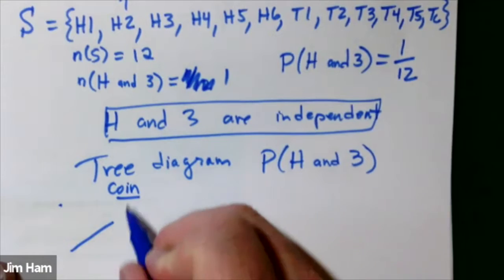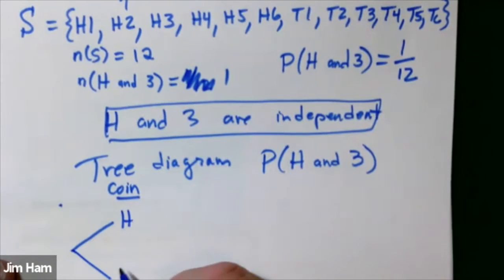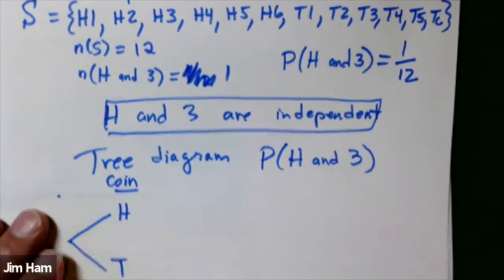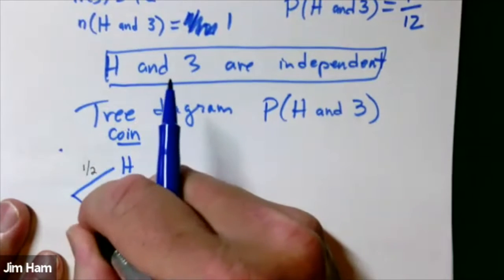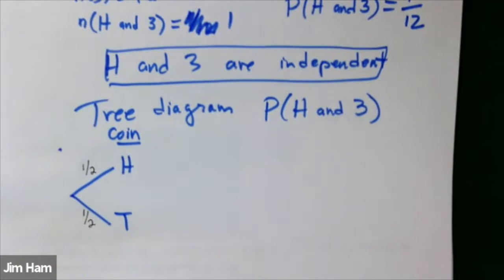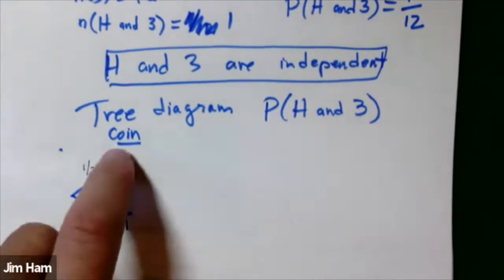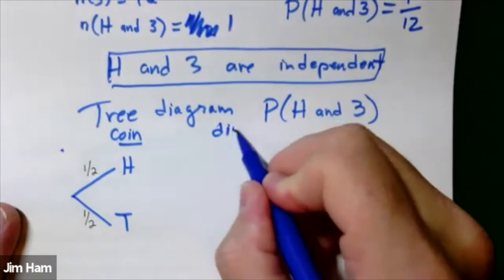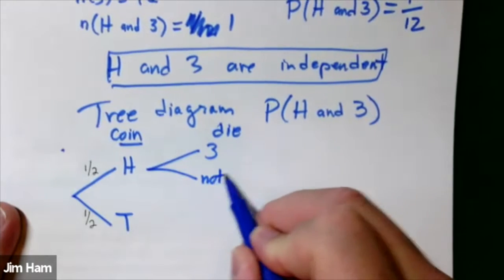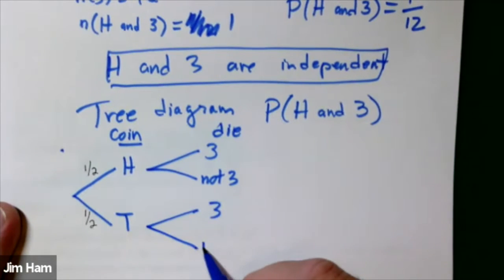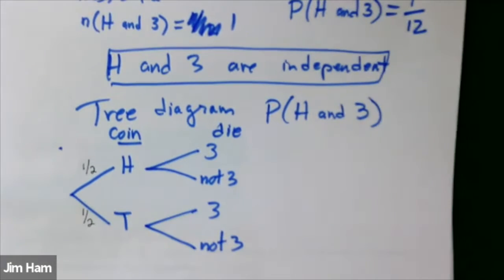So for the coin, we can get a head or a tail. And what we're going to do is write the probabilities of getting a head or getting a tail on the branches. Call these the branches, coin. And then we're going to roll the die. And I'm only interested in getting a 3 or something else, not a 3. We can get a 3 or not a 3 after we flip a head, or we could get a 3 or not a 3 after we flip a tail.